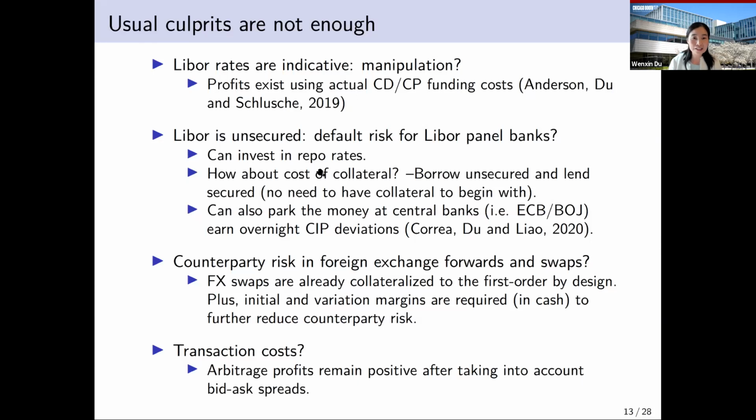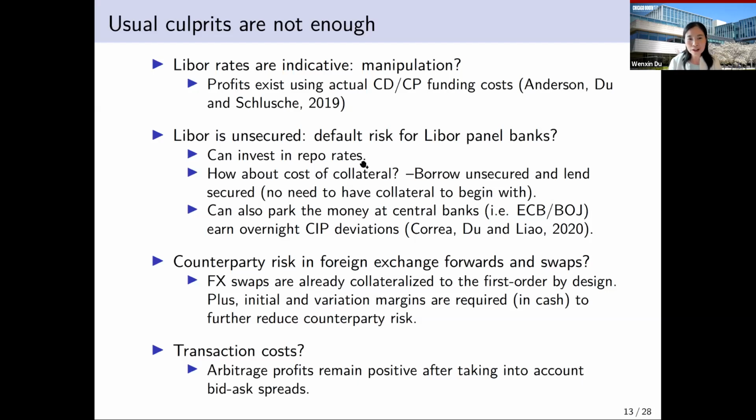The second thing is how about default risk, okay? So this is thinking about the investing leg. The first critique is about whether you can really borrow at this LIBOR rate. I just told you, yes, you can, by looking at banks' actual borrowing costs. The second part is thinking about once you invest at the yen LIBOR, are you subject to some default risk of the yen LIBOR panel banks? The answer to that is you don't have to invest in yen LIBOR. You can invest in the repo rate, okay?